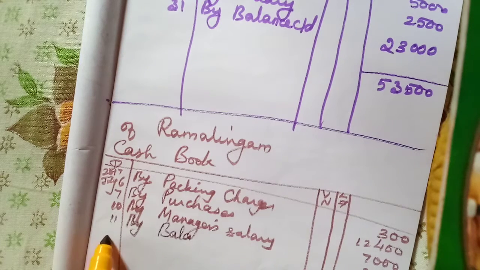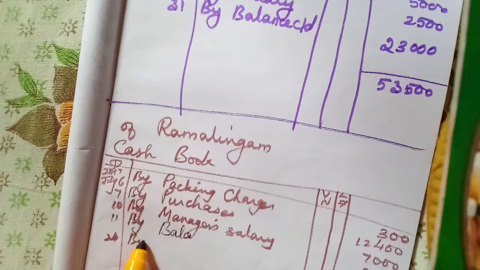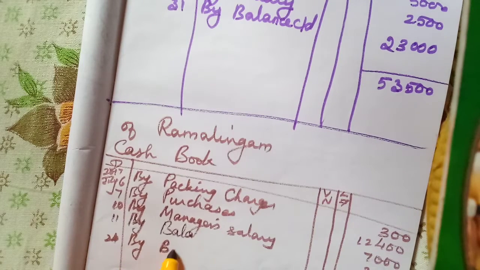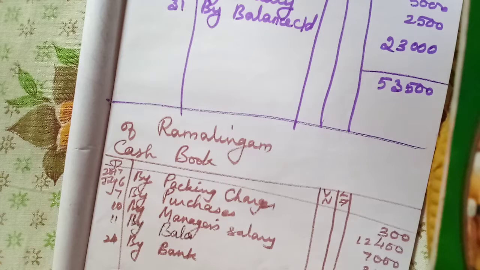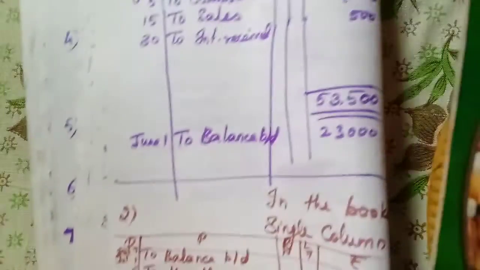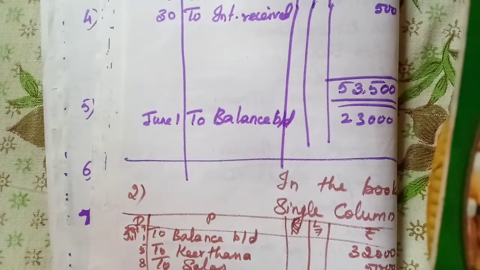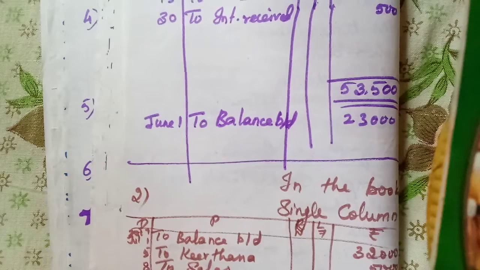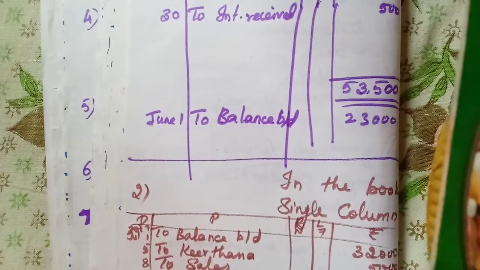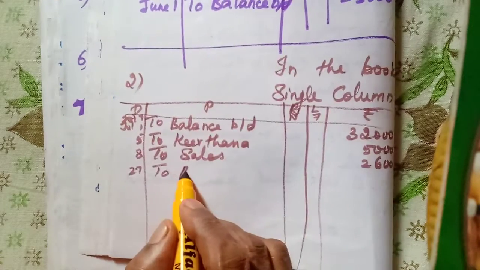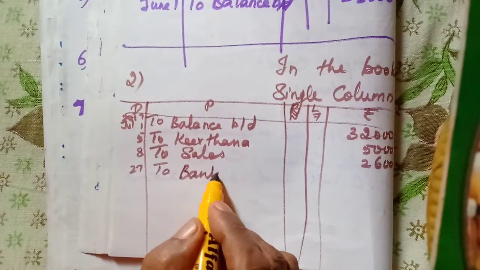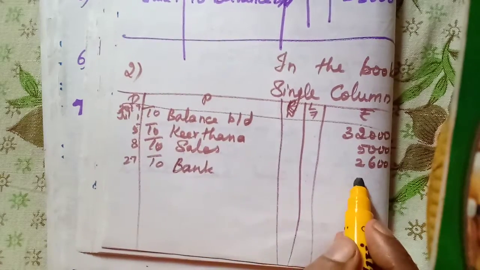So 24, by bank, 4,000. Withdrew cash from bank. So receipt, to bank account, $2,000.